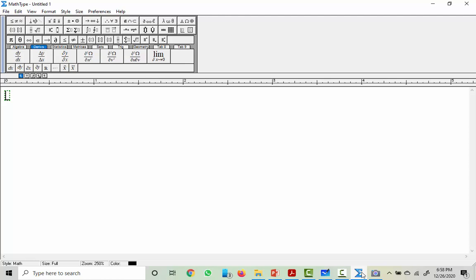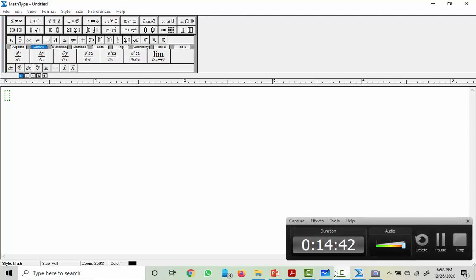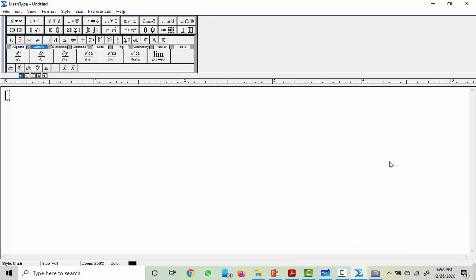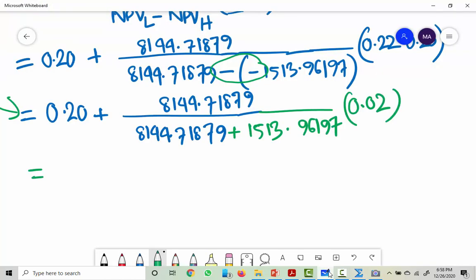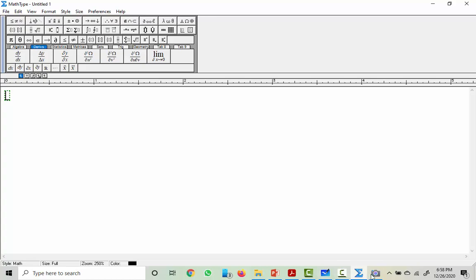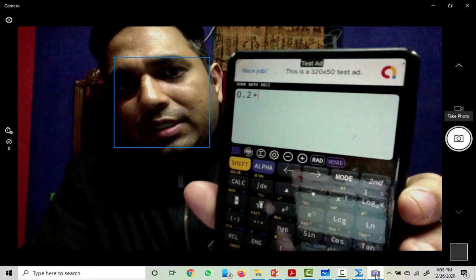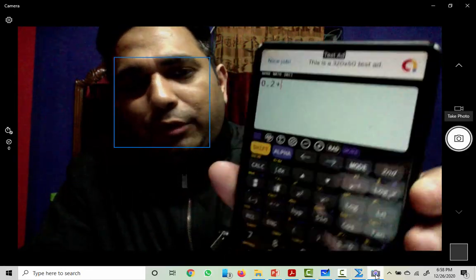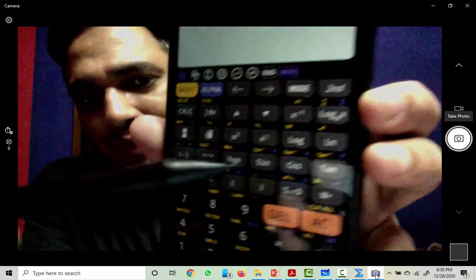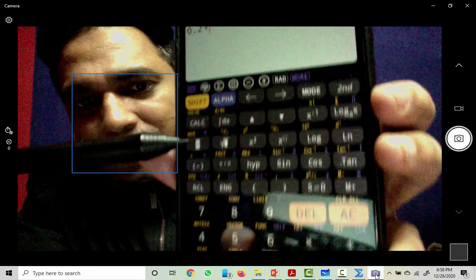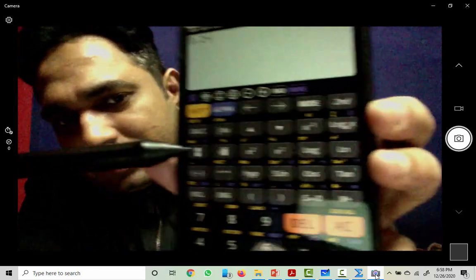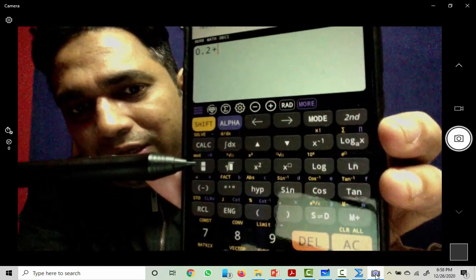So now let me show you how to calculate this one using a scientific calculator. As you can see here, we have 0.20. We can type it like that, 0.20 plus, and then we can use a fraction. Here this is the fraction button. We can use this fraction button to calculate this one very easily.